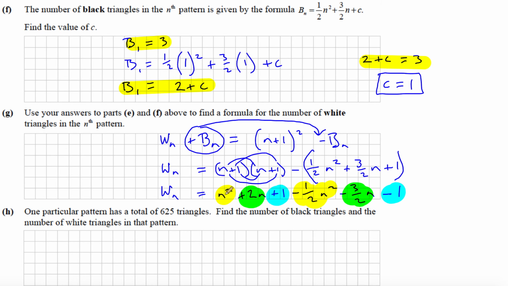So when I'm tidying that up, n squared minus a half n squared, that's just a half n squared. So full n squared minus a half n squared is a half n squared. The greens now, 2n minus 3/2 of n. So 2 minus 3/2, you could do this on a calculator, but 2 minus 3/2 is just a half. So that gives us a half n. And finally, the blues, 1 minus 1 is 0. So Wn, the nth term for the white triangles, is a half n squared plus half n, and that's my answer.